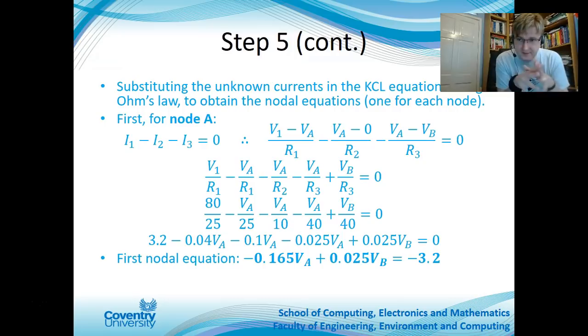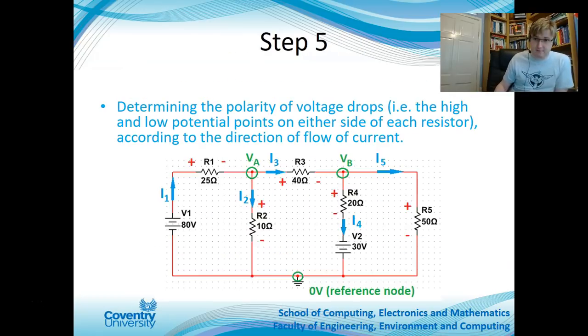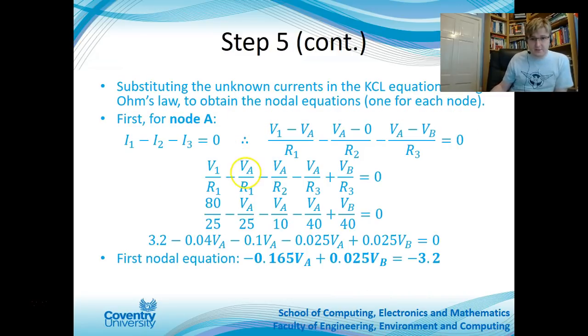Okay, don't panic about this. The maths is a little bit more complicated because you've got more unknowns, but don't worry, I'm going to talk you through this. So for point VA, we had I1 minus I2 minus I3 equal to 0. Our I1 is the current through R1. So we know we have V1 here minus VA. So V1 minus VA will be the voltage drop across R1, and to find the current, we would divide by R1, which gives us this value here.